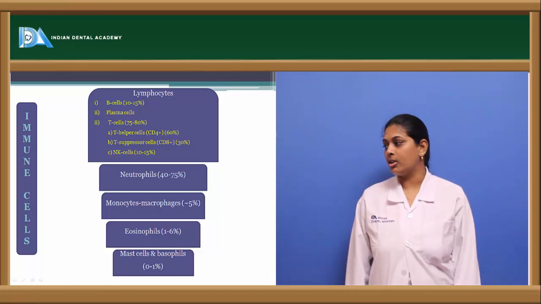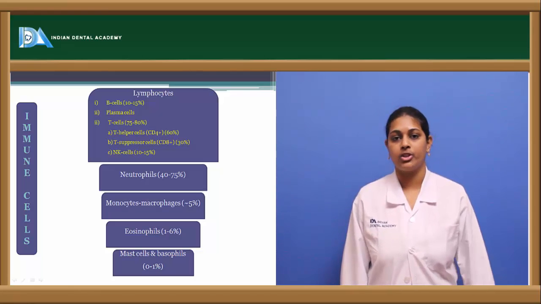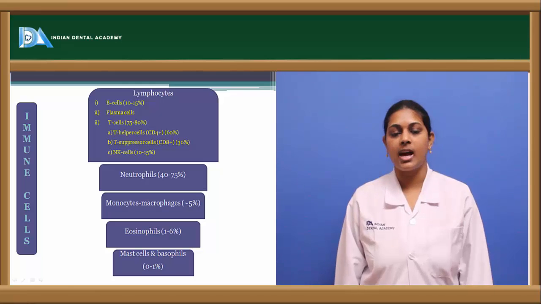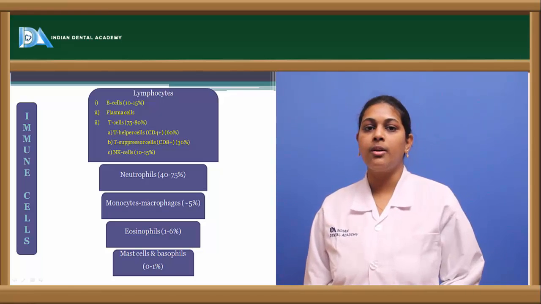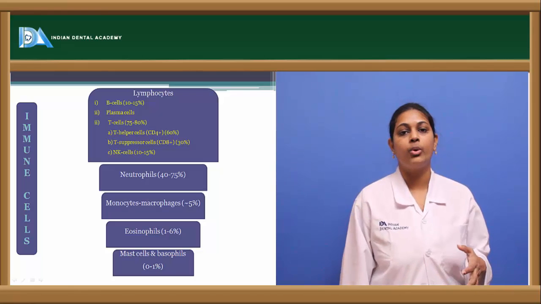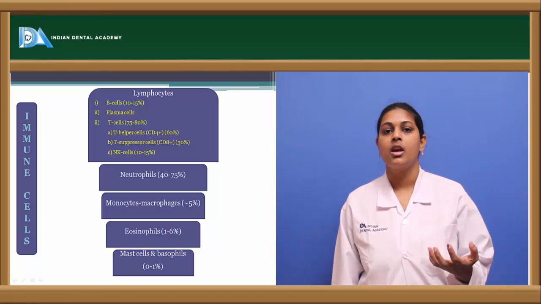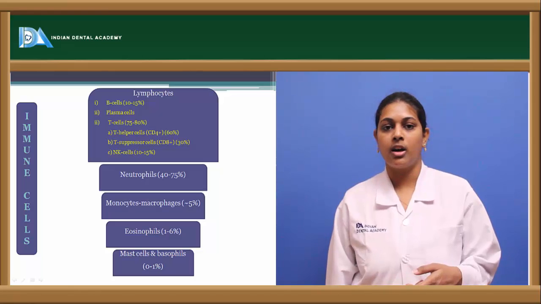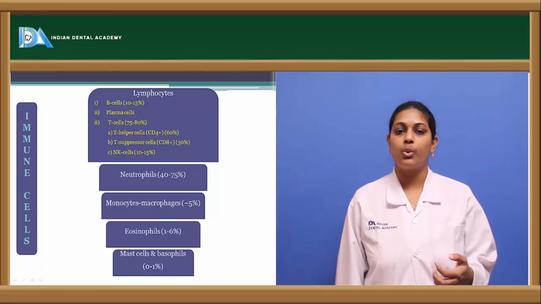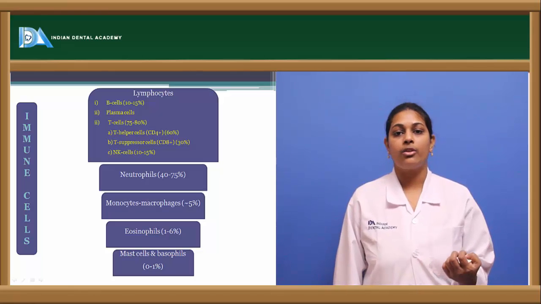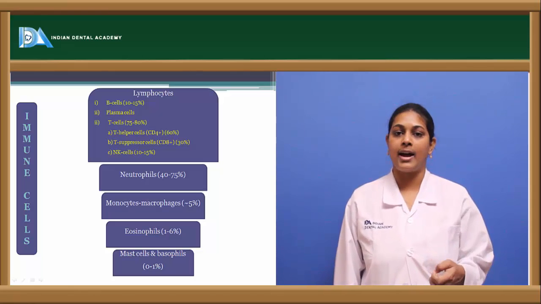So coming to the next set of cells, that is the monocytes and macrophages. Monocytes are the cells which are the circulating macrophages. These cells circulate in the body fluids for a lifespan of about 3 days. Once they circulate in the body fluids and reach the tissue, they become macrophages. These macrophages have a specific function known as antigen recognition.